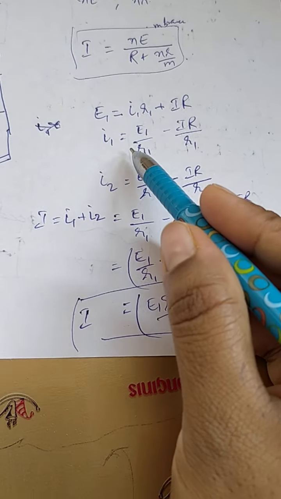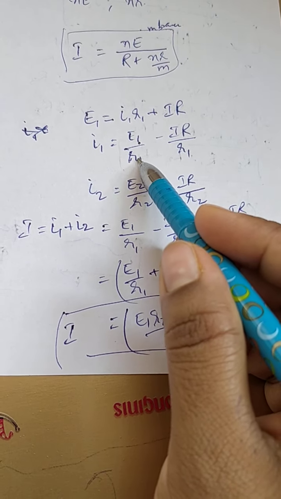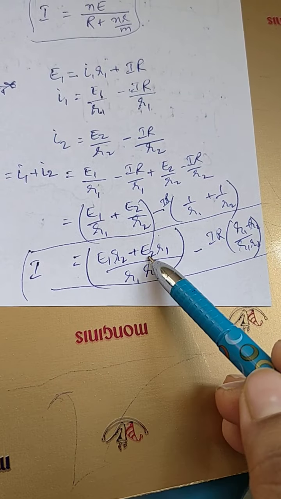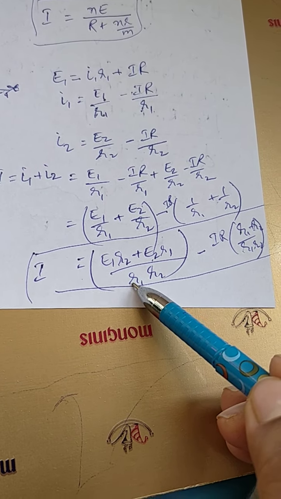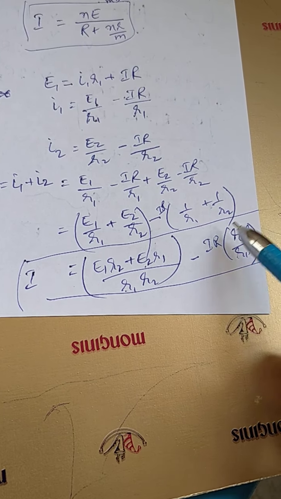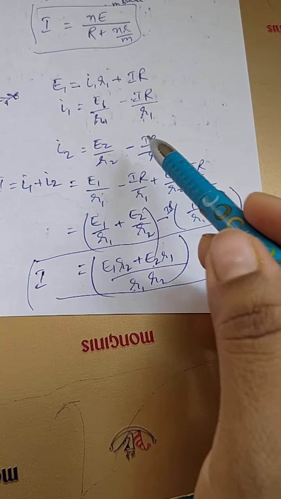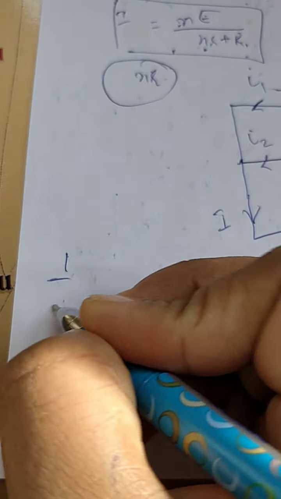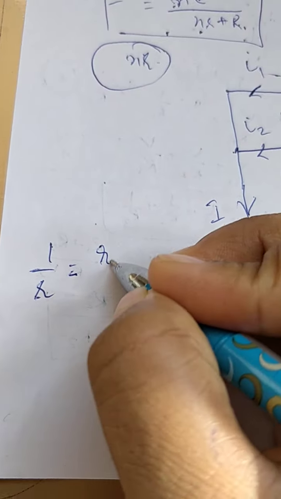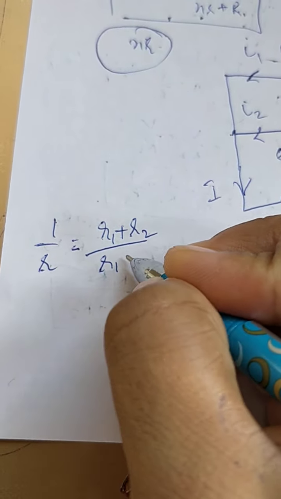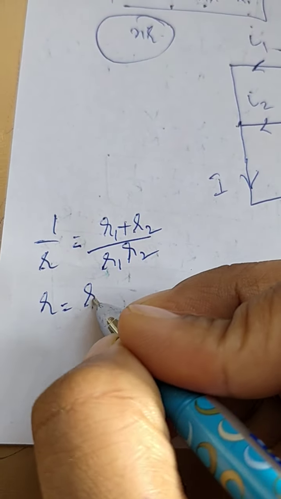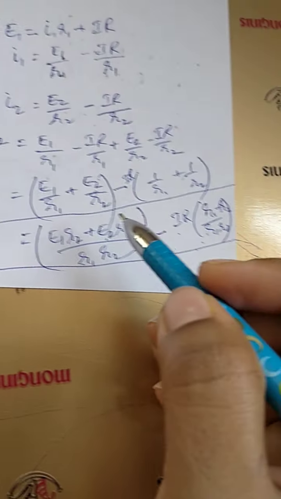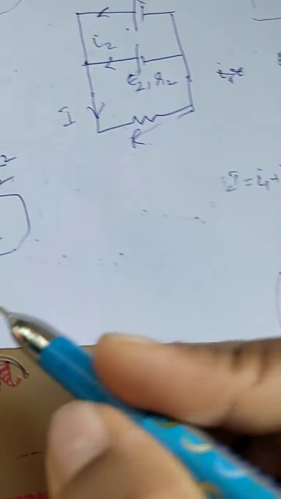Now if you see the expression for a single branch, it is EMF by internal resistance minus IR upon internal resistance. So this will be like EMF upon internal resistance minus IR upon internal resistance, and on comparing with this, 1 upon internal resistance is r1 plus r2 by r1 r2. So r will be equal to r1 r2 upon r1 plus r2. Remember, I compared this with any of the equations, so I am getting this.